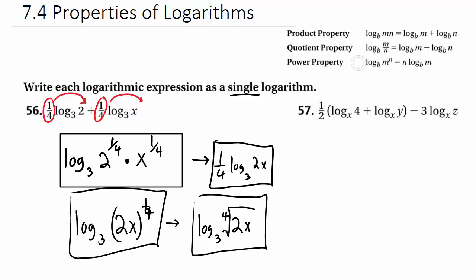So we could still be using that power property. So you could bring this 1/2 in front of this right here. But before we do, let's simplify this, and I'm going to color code this. Let's simplify this first.